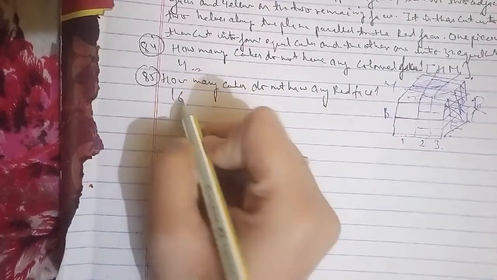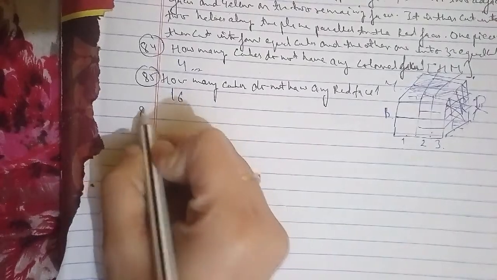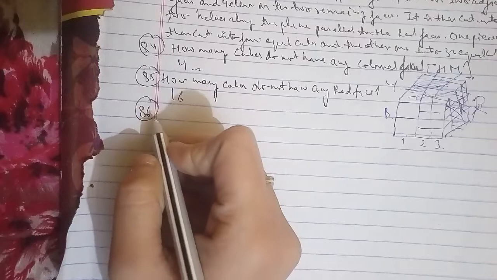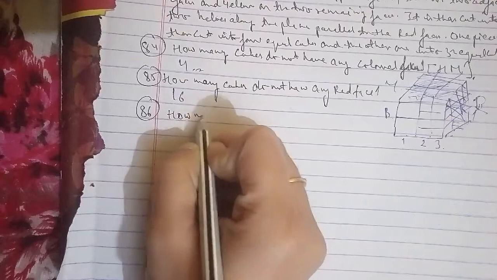We'll go ahead with another important question, the 86th question of the session. How many cubes have at least 2 colored faces? The options we have are 20, 24, 28, and 32. So for the same, we have to answer it.